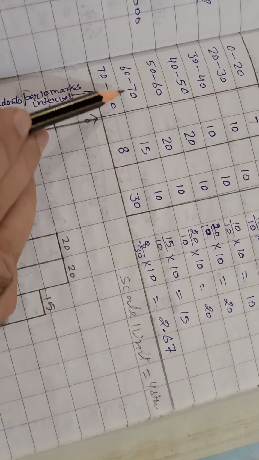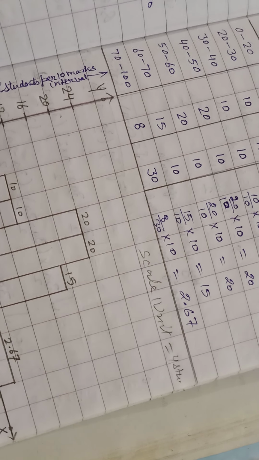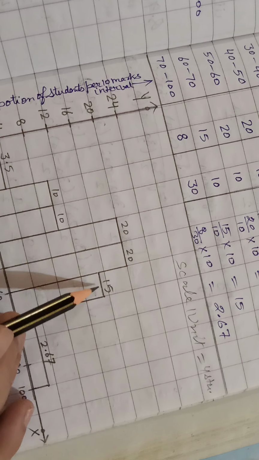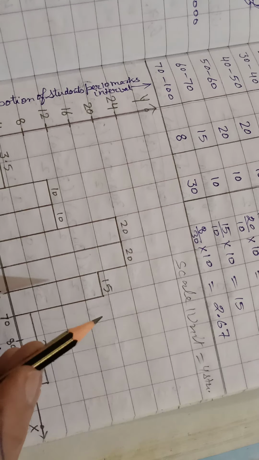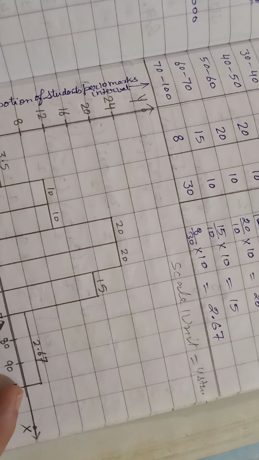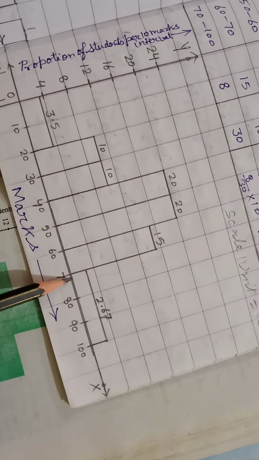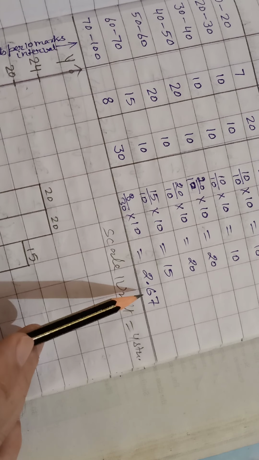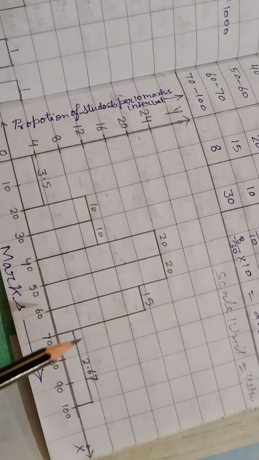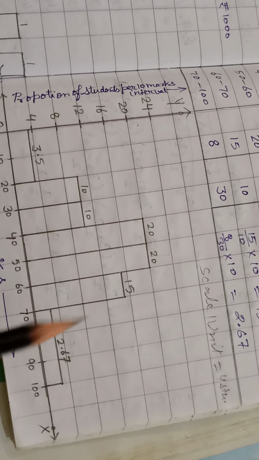Next class, 60 to 70, that is 15. This rectangle shows length of rectangle 15, and this is your class interval 60 to 70. Last class interval, 70 to 100, and the length of the rectangle is 2.67. This is your 2.67, and this is your complete histogram of this information.